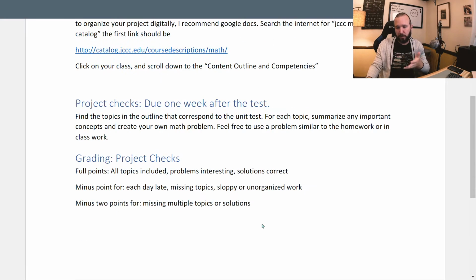So let's just look for a minute at how the grading works. Each of the project's checks are intended to be drafts. So it's okay if there's little mistakes or something wrong. But you need to make sure that you have all of the topics that were on the test in that portion of the project. And you need to put some effort in. Every day that it's late, I'm going to take off a point, and I'll also take off a point if you miss some major topics.